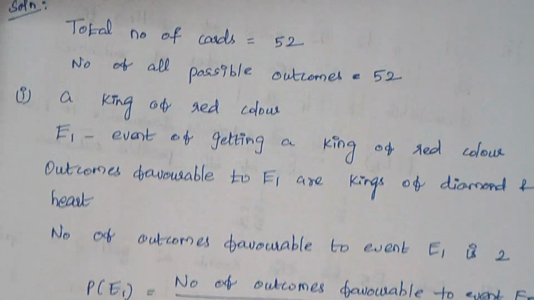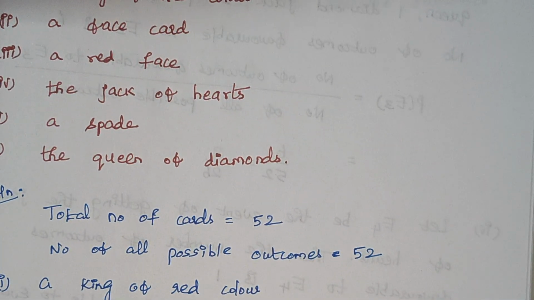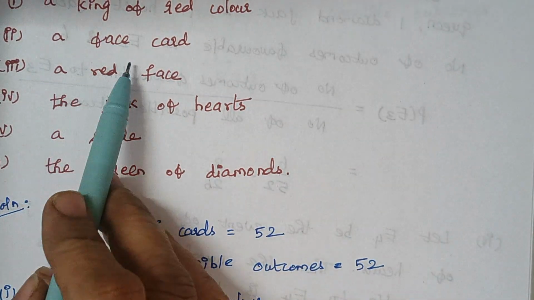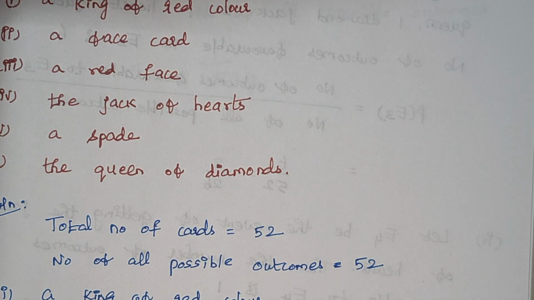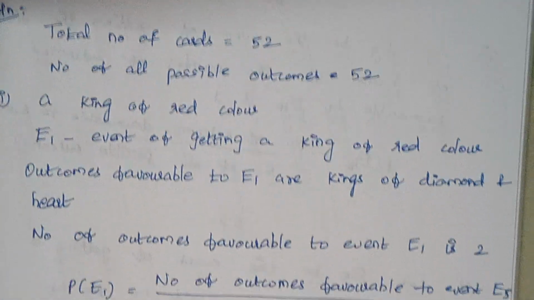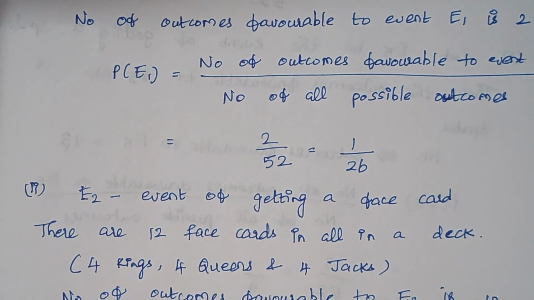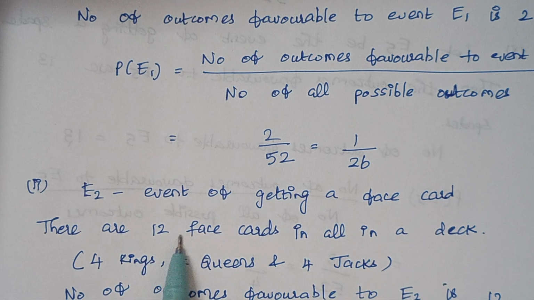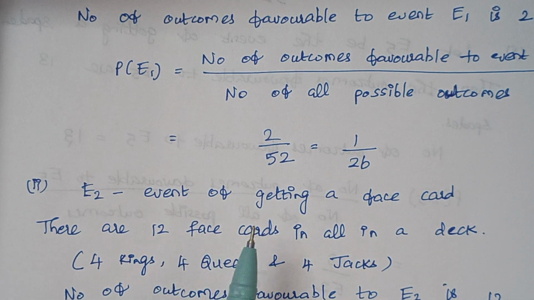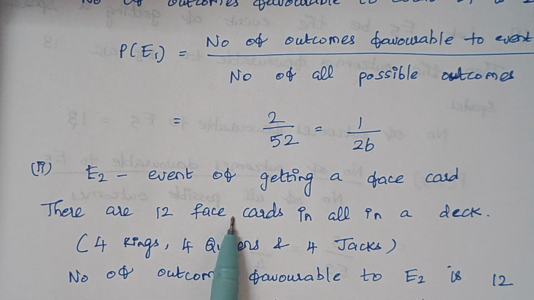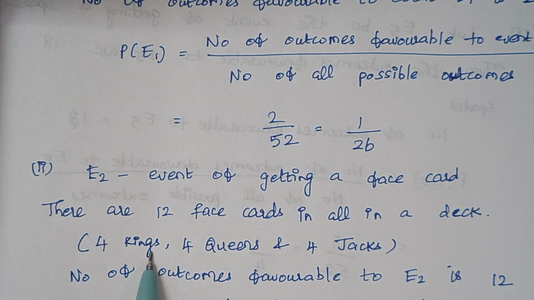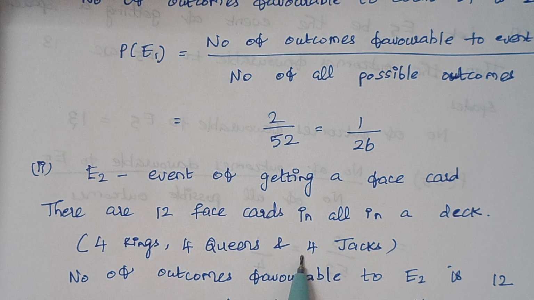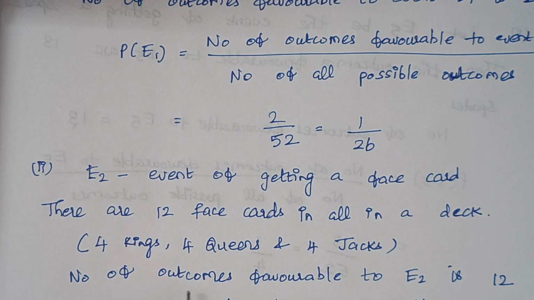Now the next question is having a face card. So how many face cards do we have? So again let us check. Let E2 be the event of getting a face card. So totally there are 12 face cards. Among these 12 face cards, when you split, we have 4 kings, 4 queens and 4 jacks. So number of outcomes favorable to E2 is 12, right? Because we are having 12 face cards.